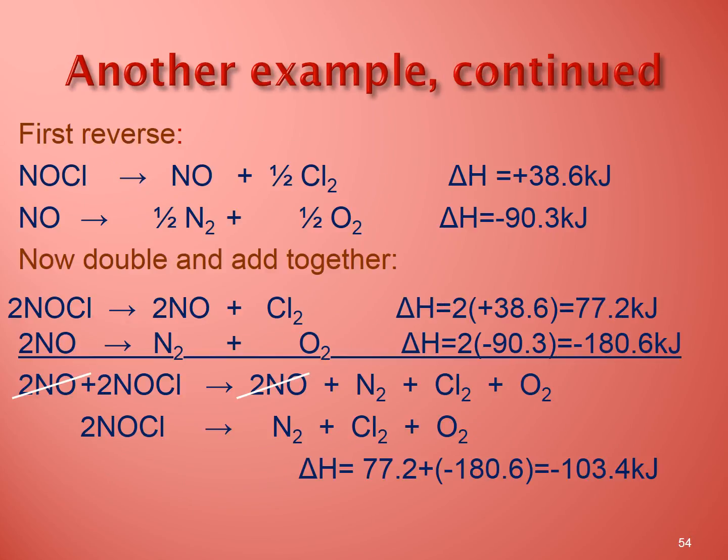So first I reversed them both, and so I reversed the signs, and then I doubled both of them. And so I doubled the delta H's. And then now if you add everything together, notice that the 2NO on the left and the 2NO on the right cancel, and I get the rest of the equation that I'm looking for. And so now if I add the delta H's together, I get the delta H for the overall equation.